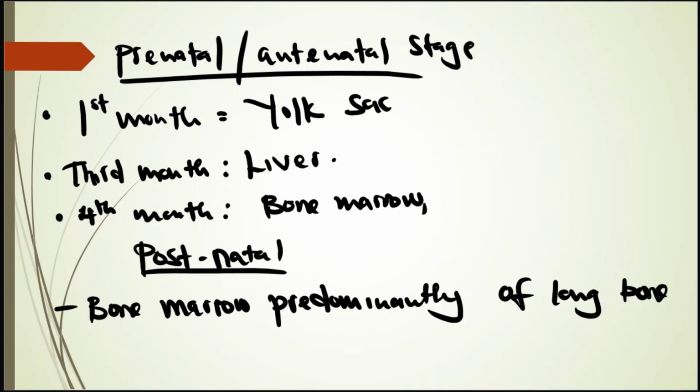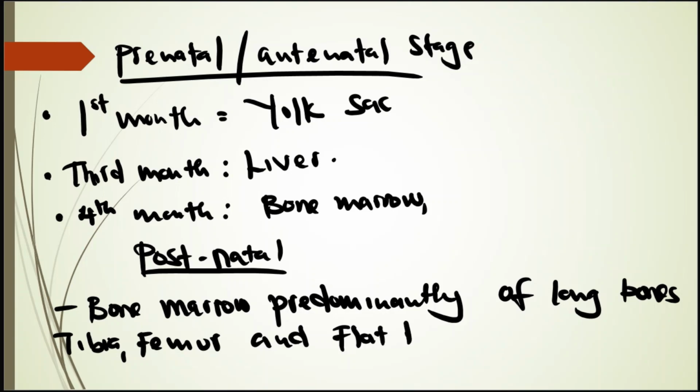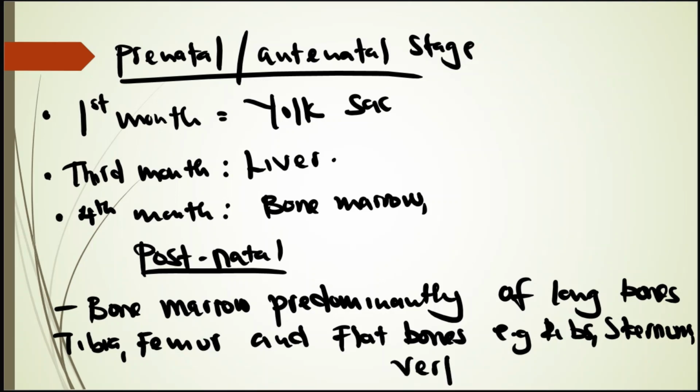Examples of long bones in the body are the tibia and the femur, and also flat bones like the ribs and the sternum. The sternum is what we call the breastbone, the chest bone. And the vertebrae as well, the vertebrae of the vertebral column, also form blood.